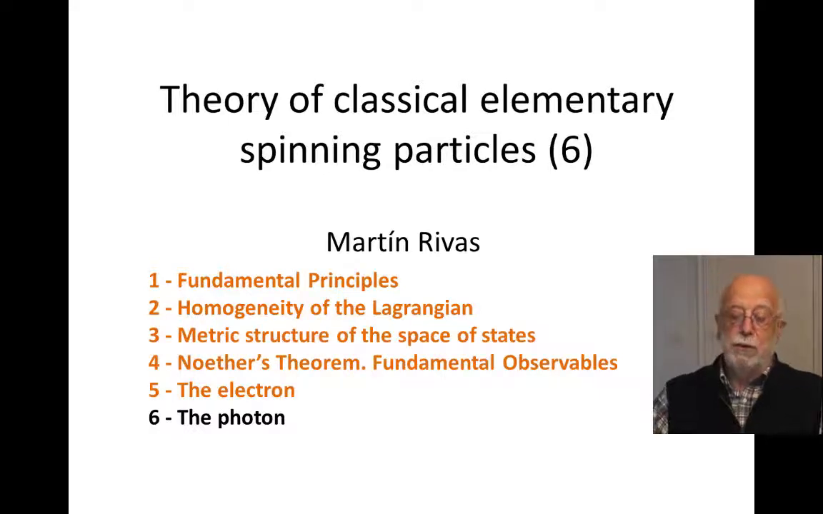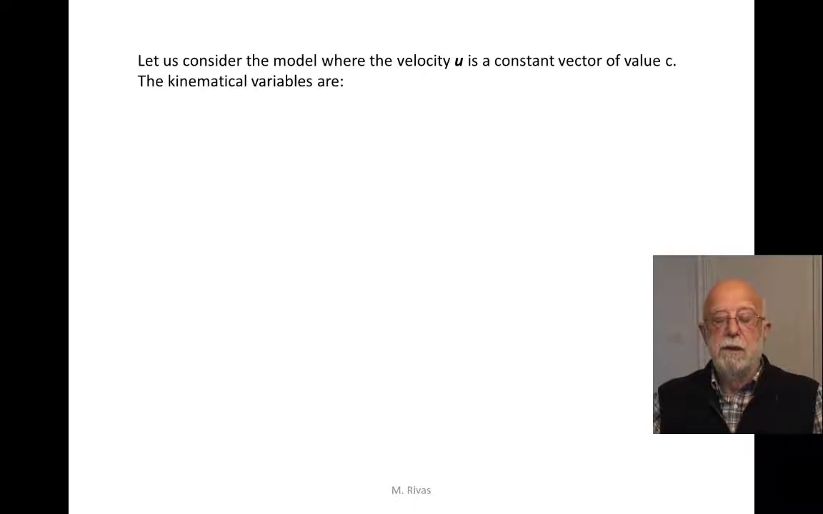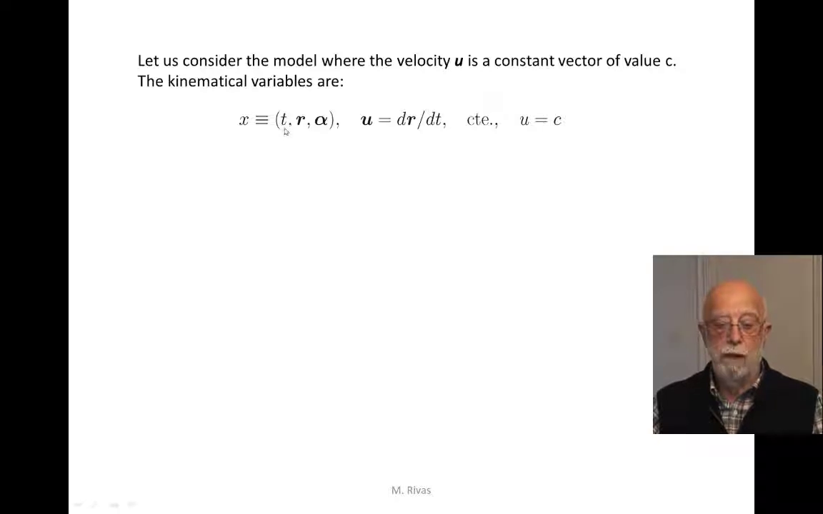In this last lecture, we are going to give a classical description of the spinning photon. Remember that the most general elementary particle in the relativistic case has 10 kinematical variables. But in this case, the velocity is going to be a constant vector, so the only kinematical variables we have are time, the position of a point, and the orientation of a Cartesian moving, rotating frame attached to that point.